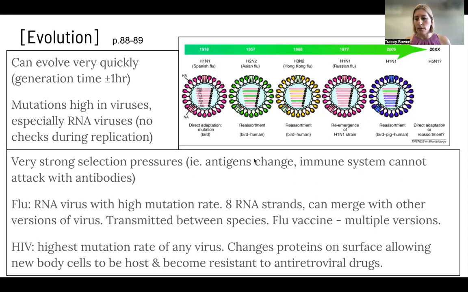And so, for example, one of the antigens on the surface of a virus would be hemagglutinin that allows it to bind to the cell, whereas neuraminidase allows it to release from the cell.